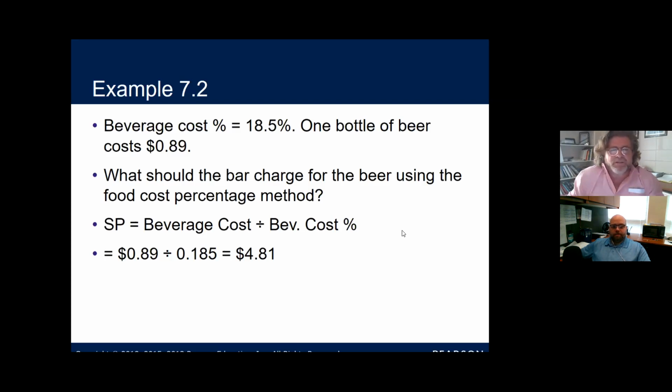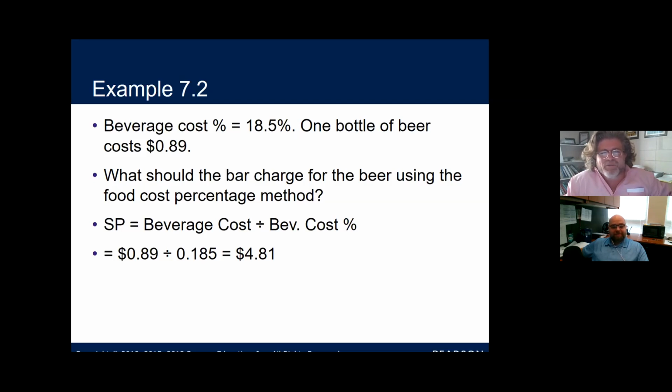Oh, beverages. All right. So another example, the beverage cost, I'm aiming for 18.5%. And that's the thing, our beverage cost percentage tends to be lower than our food cost. We tend to make more money on beverages. So when you're costing your bar menu, keep that in mind. We price it so we make more money off of alcohol. So if a bottle of beer costs 89 cents, that's a cheap bottle of beer. Okay. So, we're talking about wholesale here.